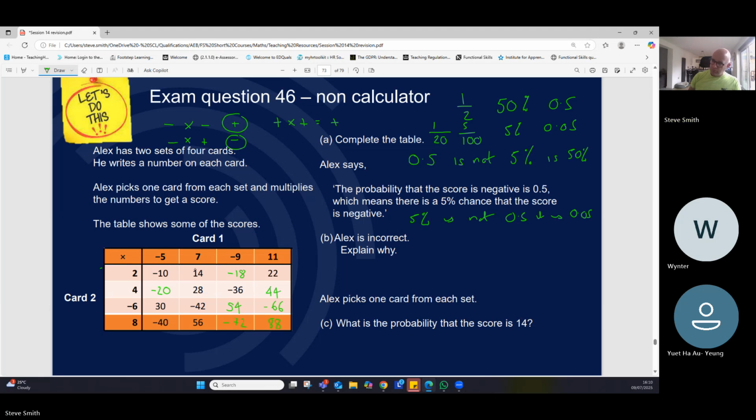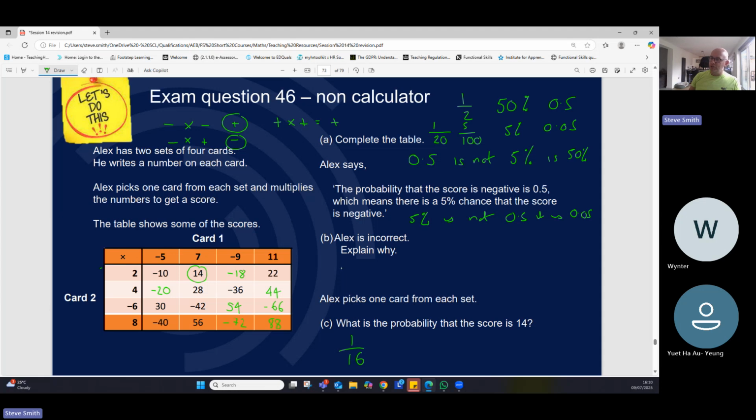Well, I see 14 once. I don't see 14 anywhere else. Okay, so he's got one chance of getting 14 out of 1, 2, 3, 4, 5, 6, 7, 8, 9, 10, 11, 12, 16. So there's 16 different combinations, and only one of them is 14. So the probability that his score is 14 is one chance in 16.